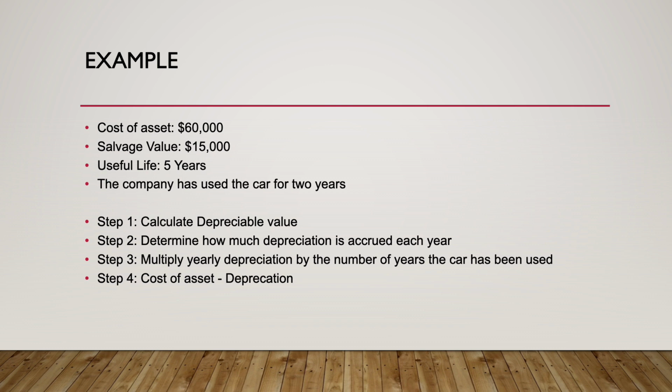So we have 4 steps in front of us. First, we're going to calculate the depreciable value of the car. Step 2, determine how much depreciation accrued each year. Step 3, multiply yearly depreciation by the number of years the car has been used. Step 4, cost of the asset minus depreciation is going to be the value of our asset with depreciation. Let's get into it.